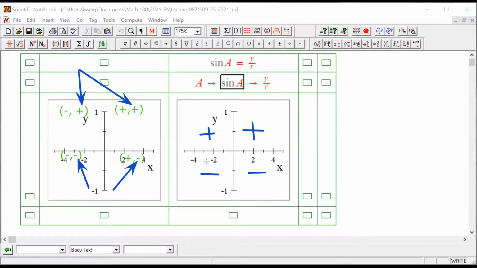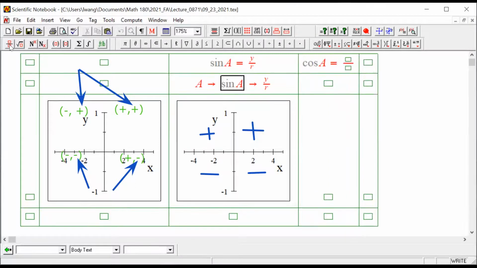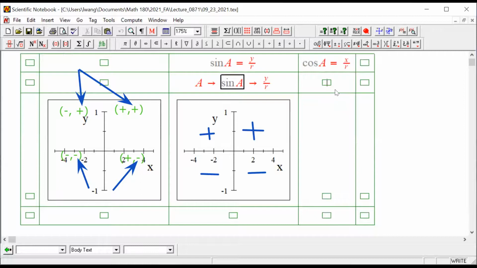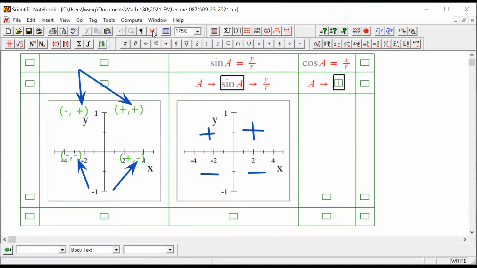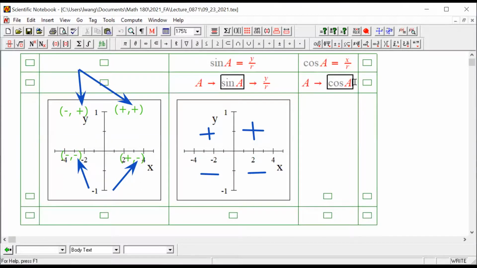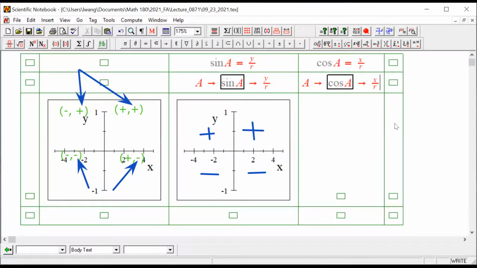Now, I want you to think about cosine from this perspective. So if I have a cosine of the angle, cosine of the angle is defined as x over r, right? And that cosine rule gives us a ratio. And if the terminal ends in the first quadrant, second quadrant, third quadrant, or fourth quadrant, what can we expect for the sign of cosine?